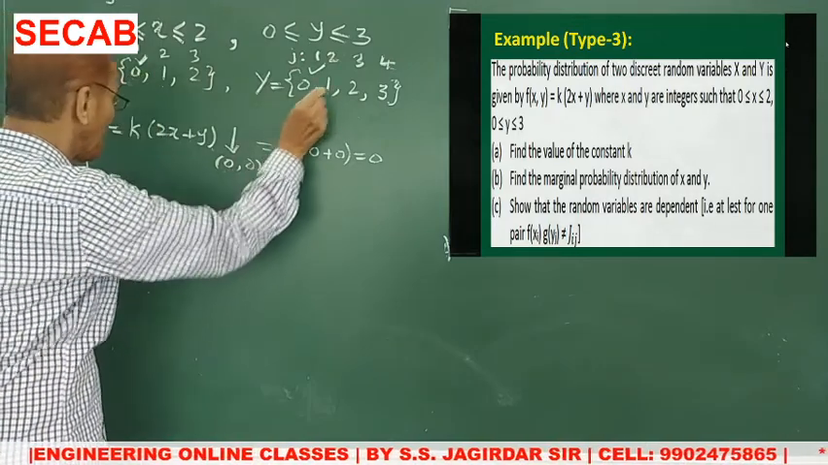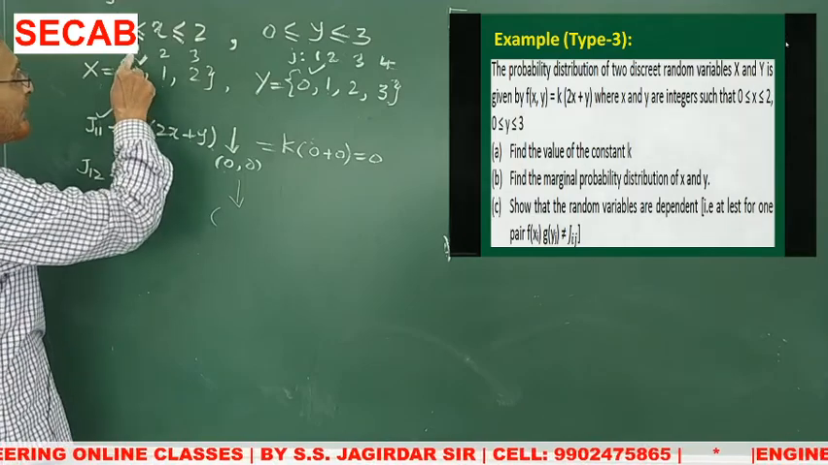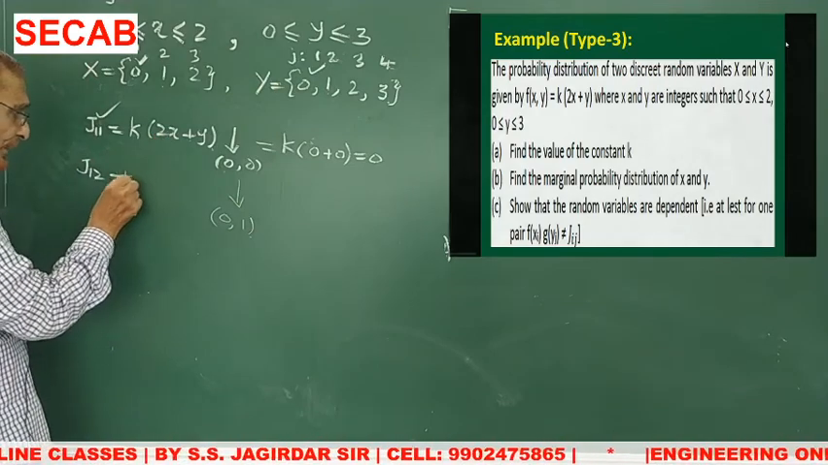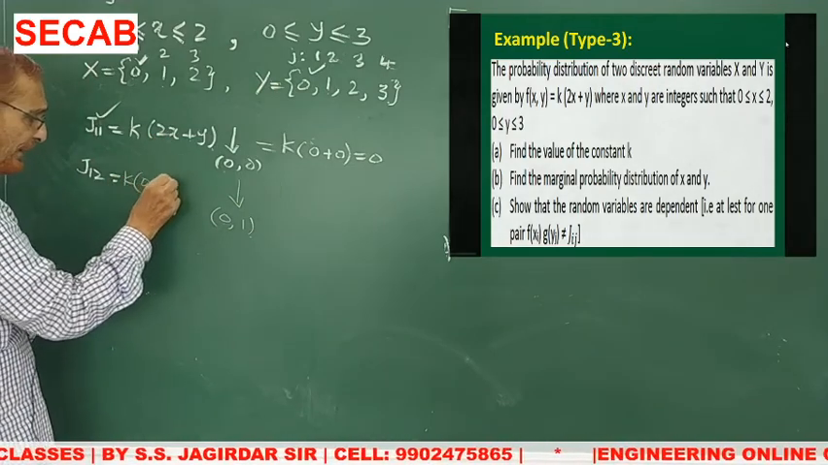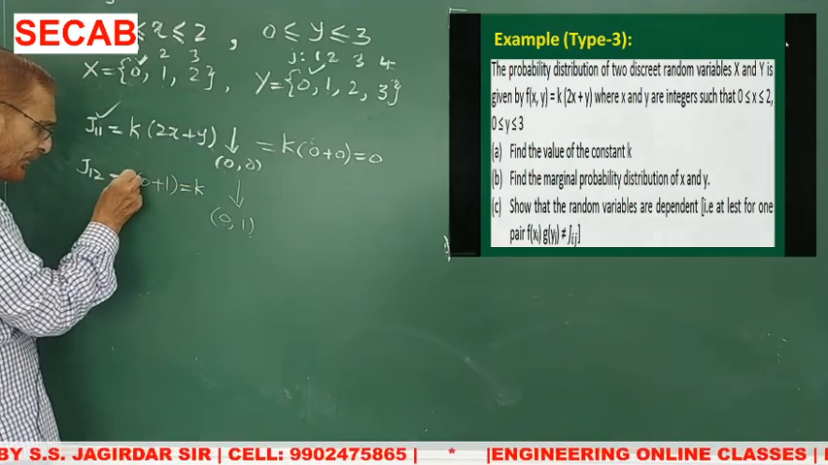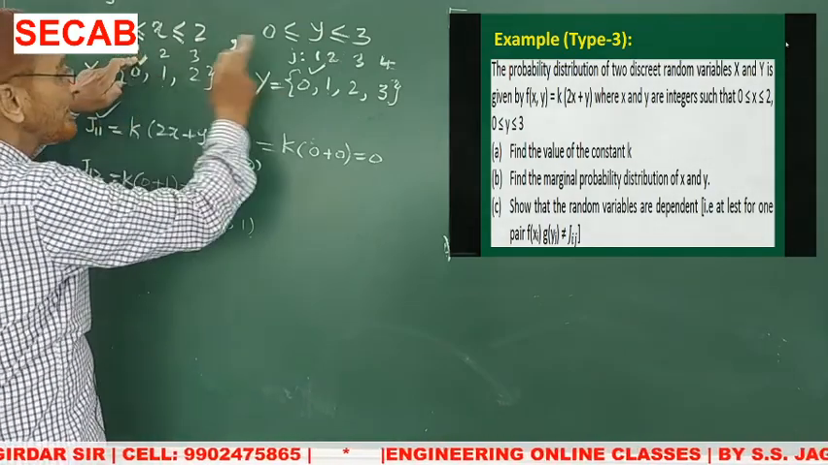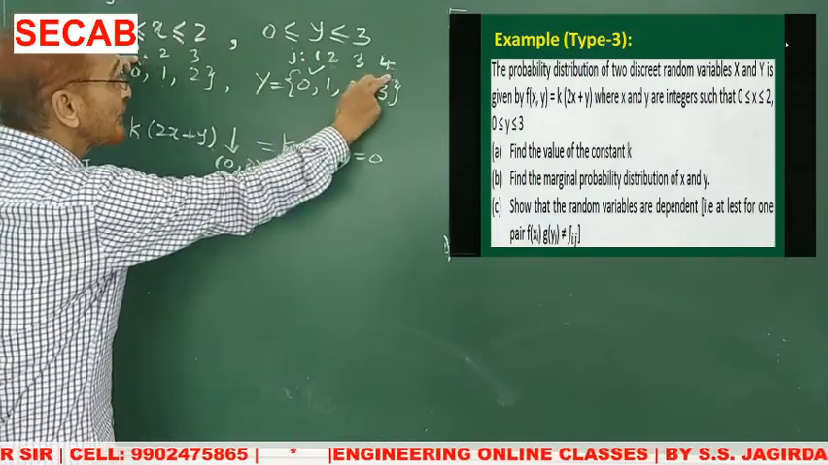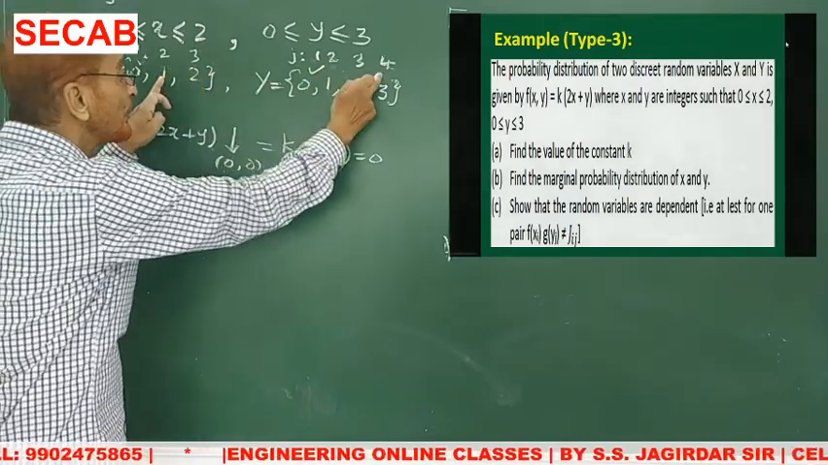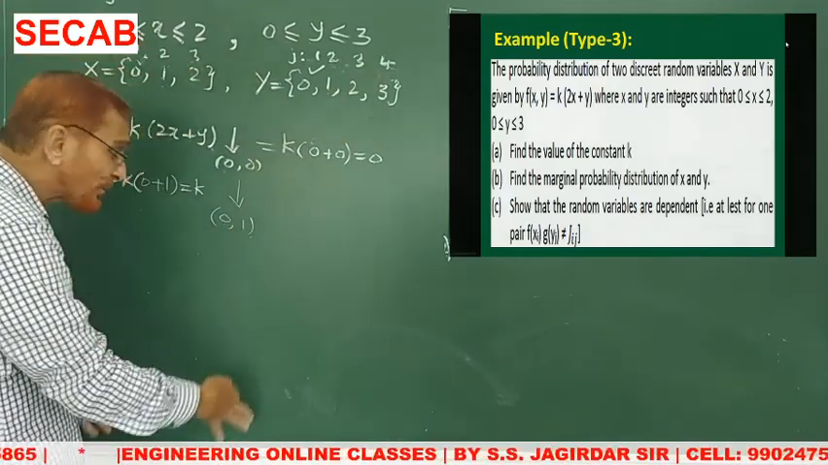So in this you have to substitute 1, that is 0, and 2 means 1. When you substitute here, what will you get? 0 plus 1 is equal to 1, into k is k. So this is how you will get it. This way J11, J12, J13, J14. Then J21, J22, J23, J24. Then J31, J32, J33, J34. So all possible J values you have to calculate.